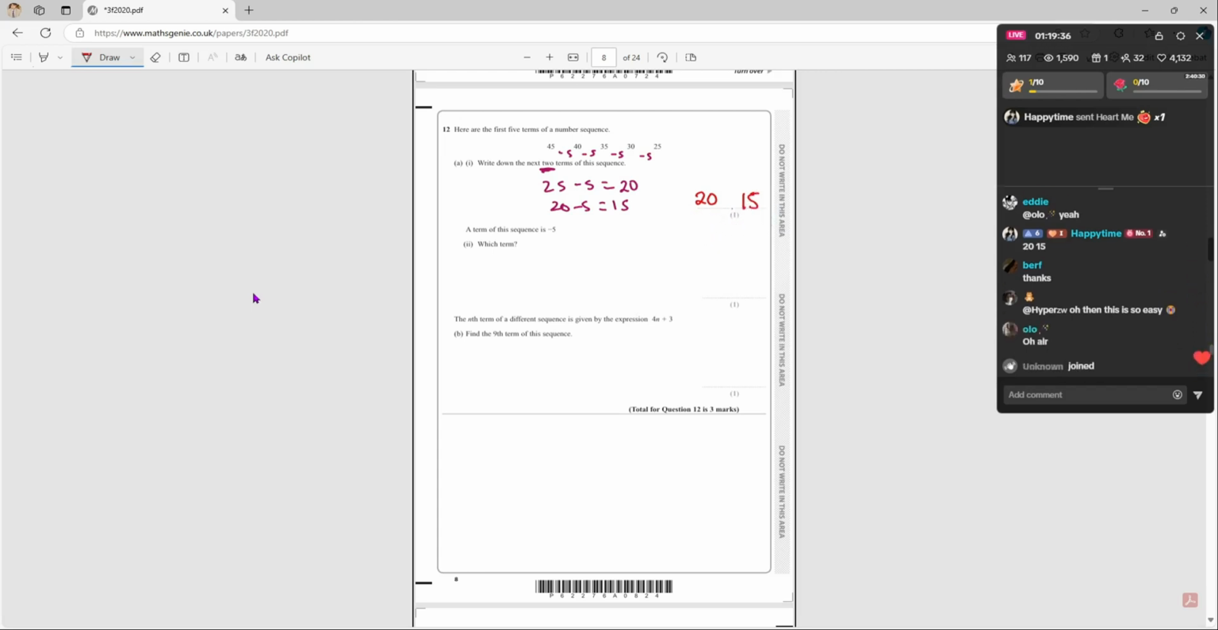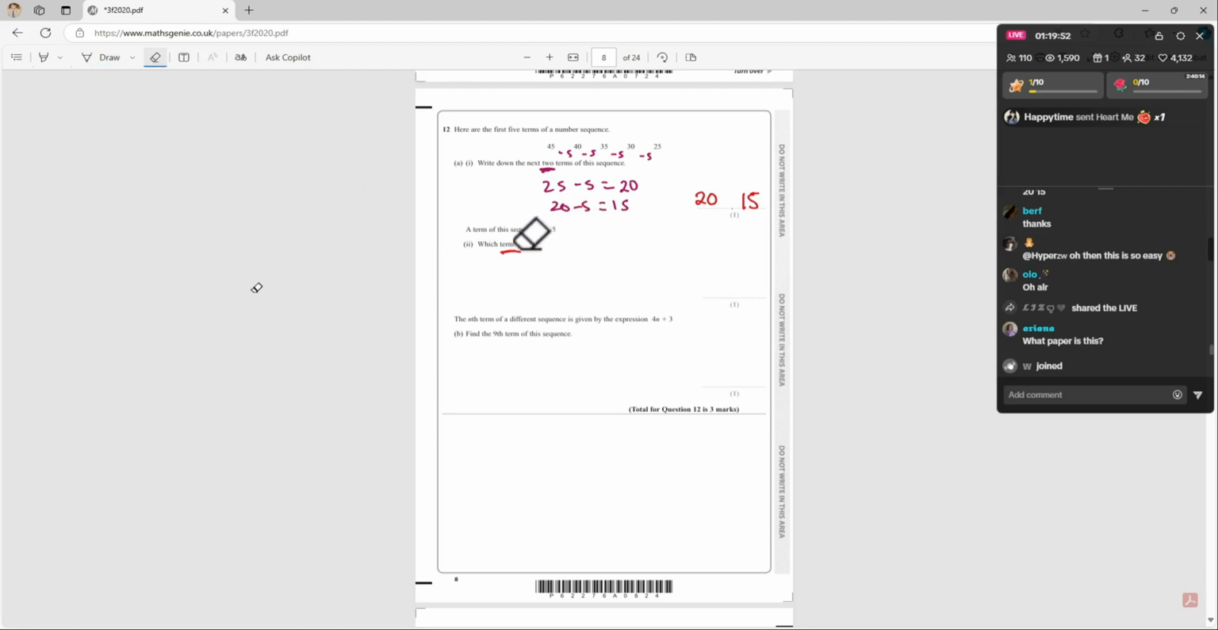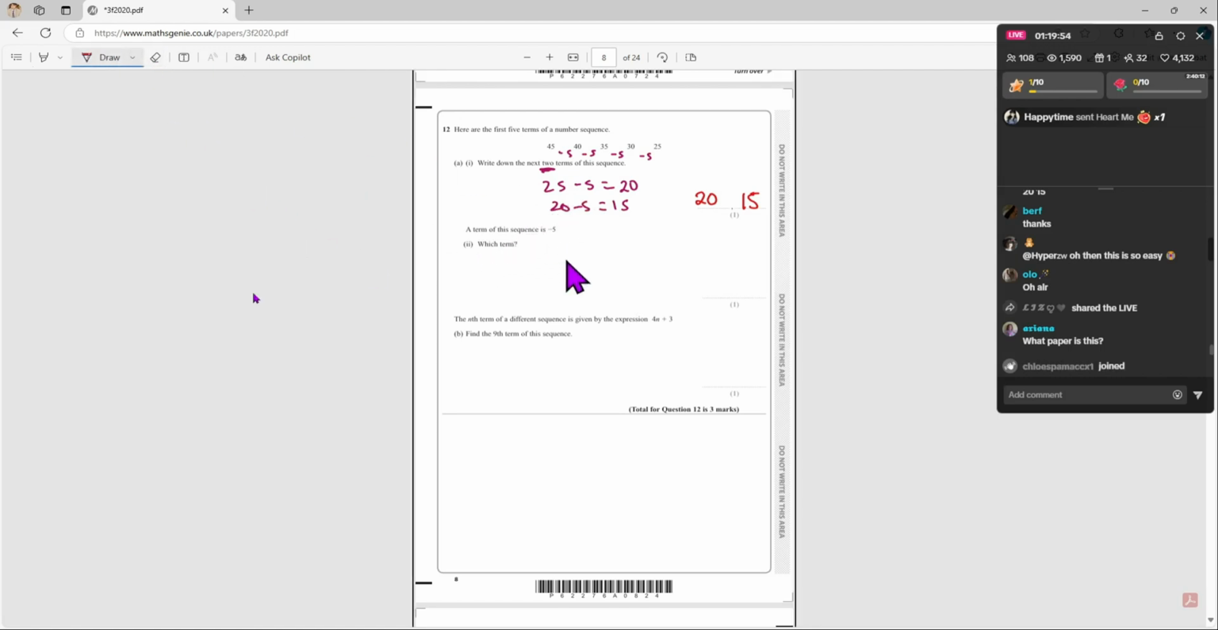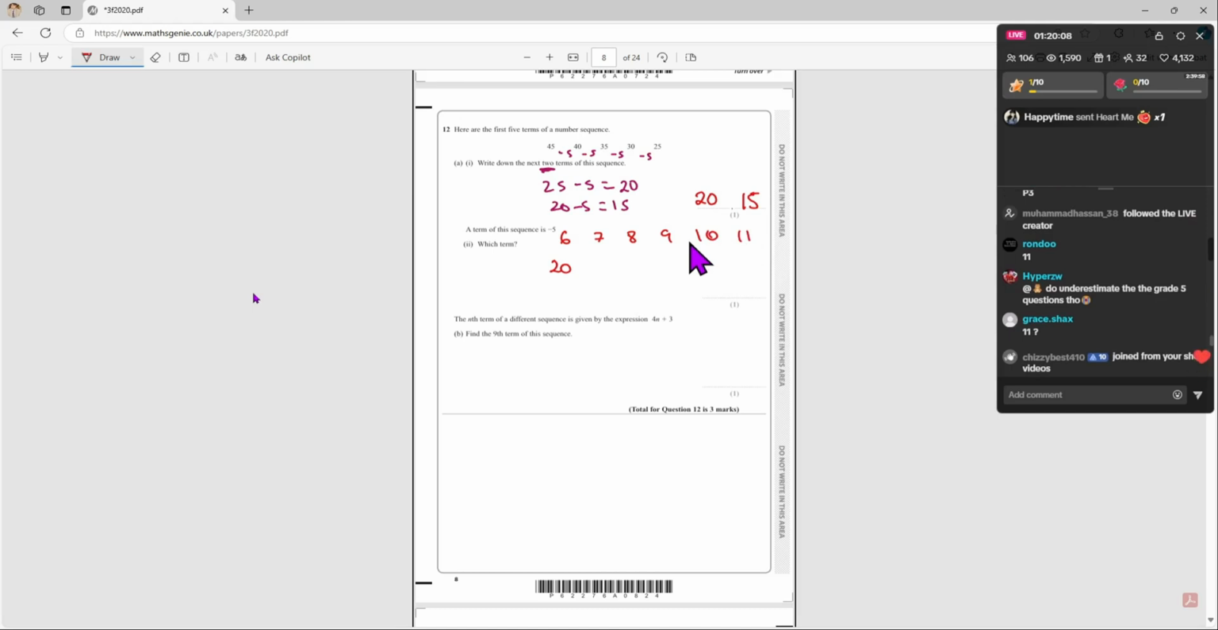Now, it says a term of this sequence is minus 5. Which term? So basically, we have to work out which number term minus 5 ends up in. So we know that the sixth term is 20. Okay, the sixth term is 20. So we're going to work out the 7th, 8th, 9th, 10th, and 11th. And let's see if we get to minus 5.